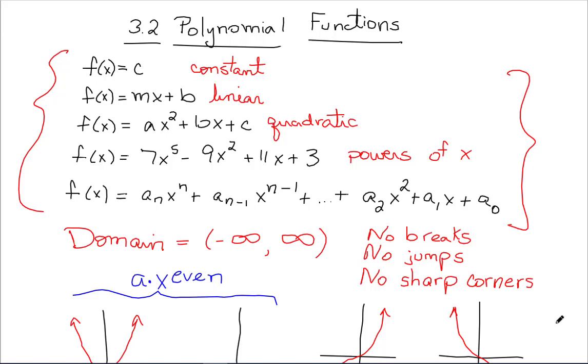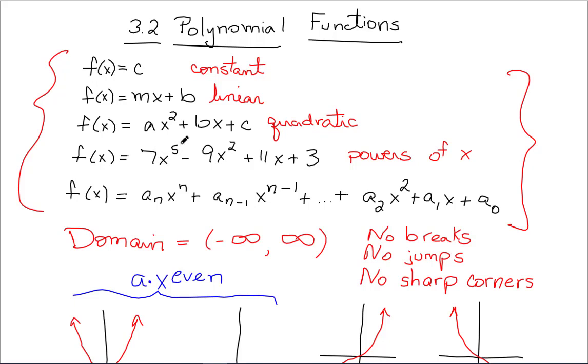Welcome to Math 1314, Section 3.2 on polynomial functions. Polynomial functions include a lot of functions that we've already seen. For example, f of x equals a number, our constant functions. f of x equals mx plus b, all the linear functions. f of x is ax squared plus bx plus c, the quadratic functions we just saw.